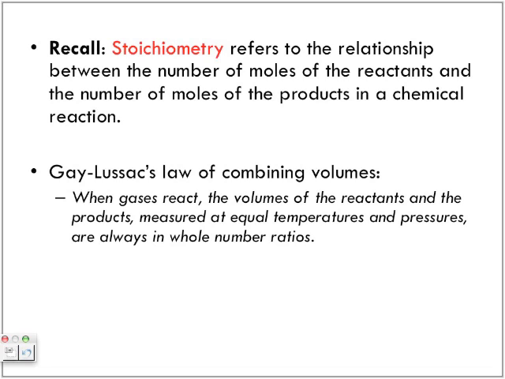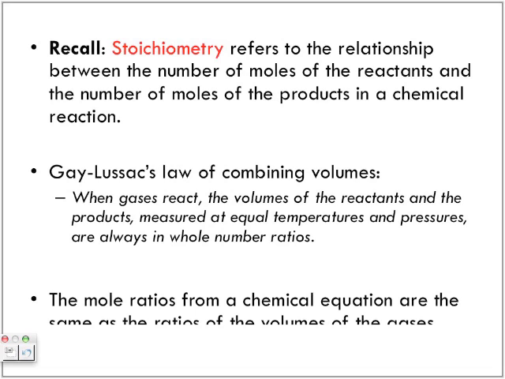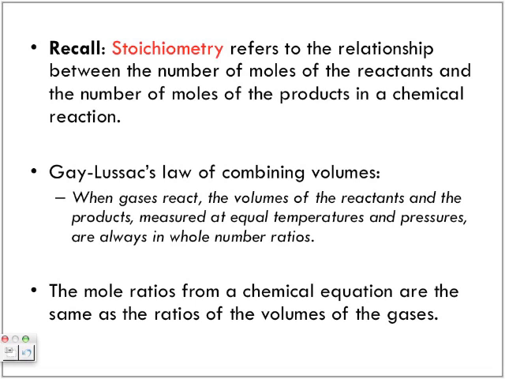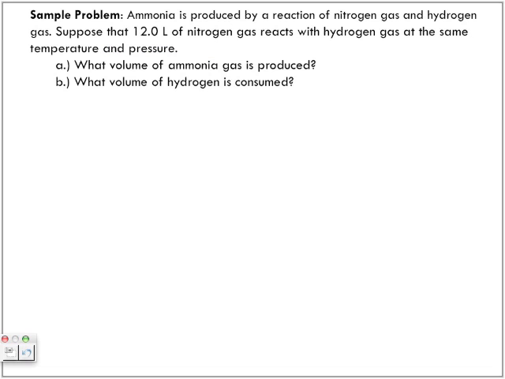So the mole ratio is what we were trying to find with the stoichiometry before, but now we're looking at it in terms of actual volume. The mole ratios from a chemical equation are the same as the ratios of the volumes of gases. So if we had, let's say, X volume of a gas formed that was a 1-to-1 ratio, the volume of the other gas would also be the same if they had the ratio 1-to-1 in terms of the number of moles. Okay, and we'll see that it'll make a little more sense when we actually go through some sample problems. So let's look at the first sample problem.